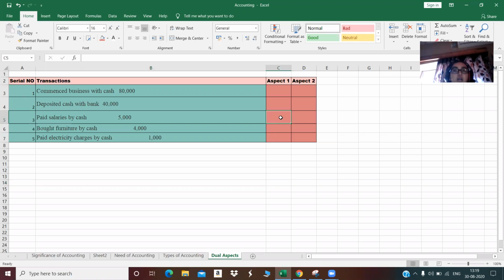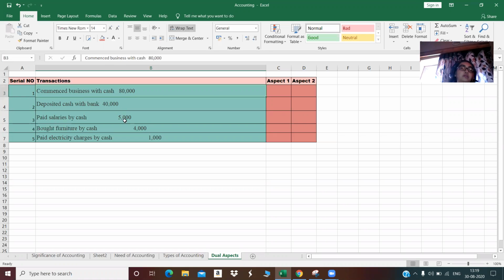Today in this video, I'll show you how to identify the two aspects of any transaction. As you all know, our accounting is based on two aspects, and based on that concept, the double entry system has come up. So, first of all, we have to identify two aspects within a transaction, and then based on that, the double entry system will be taking place.